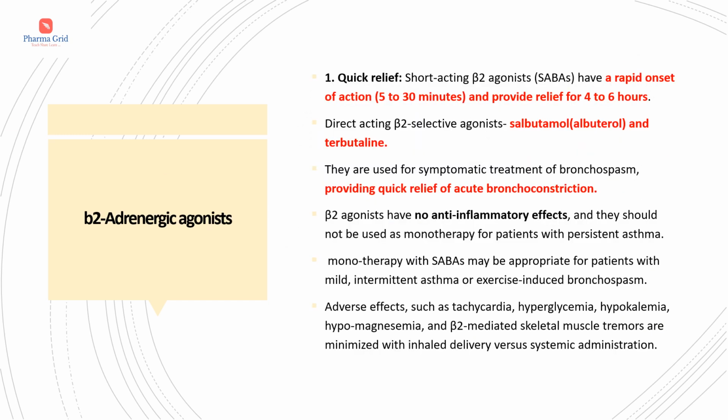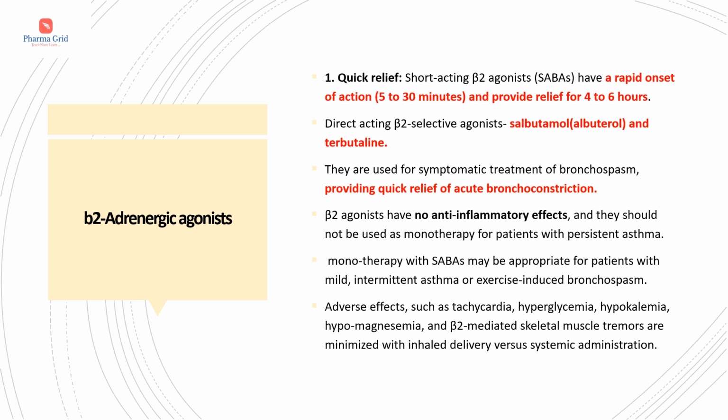First, we will start with bronchodilators, and among these bronchodilators, the first one is beta-2 adrenergic agonist. Quick relief. This short-acting beta-2 agonist have a rapid onset of action. Onset means the time at which a drug produces its action. The short-acting beta-2 agonist have got a rapid onset of action, which means within 5 to 30 minutes and provide relief for 4 to 6 hours.